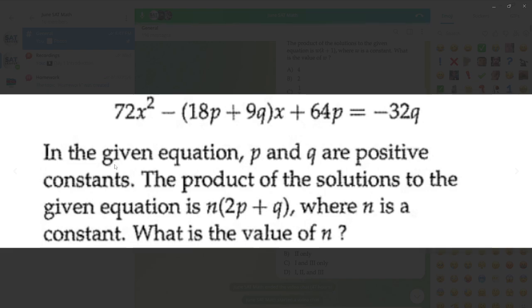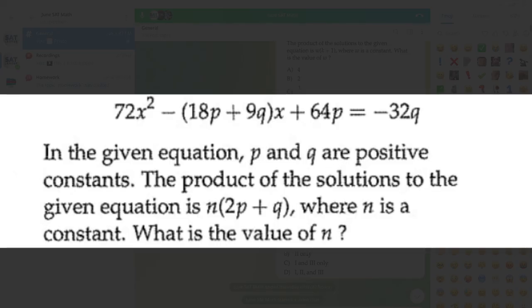And next question: in the given equation, P and Q are positive constants. All right. The product of solutions to the given equation is this expression. It is the c over a again, product of solutions, where n is a constant. All right. What is the value of n?